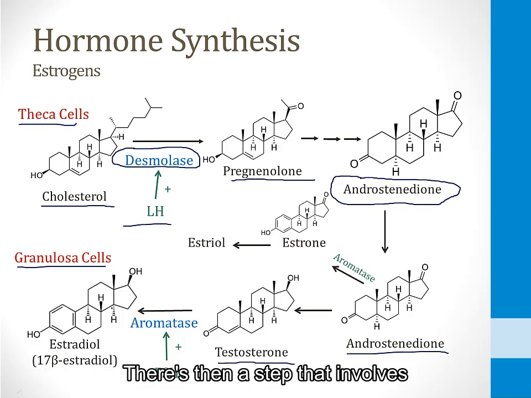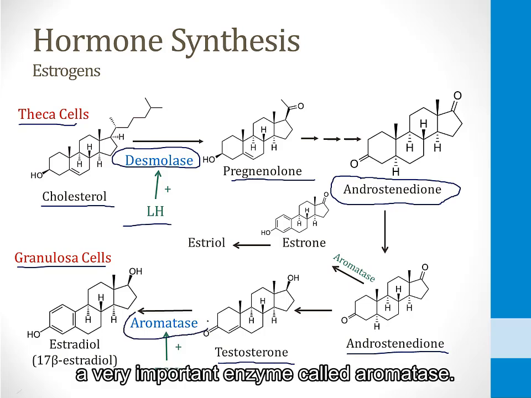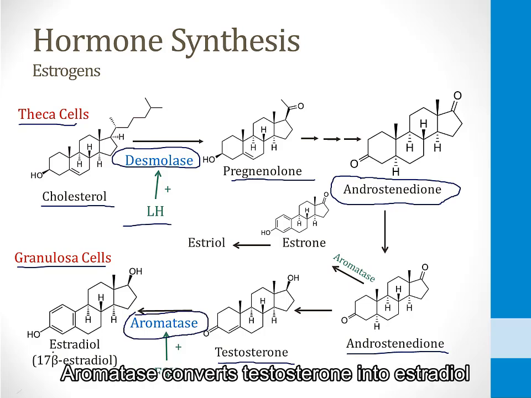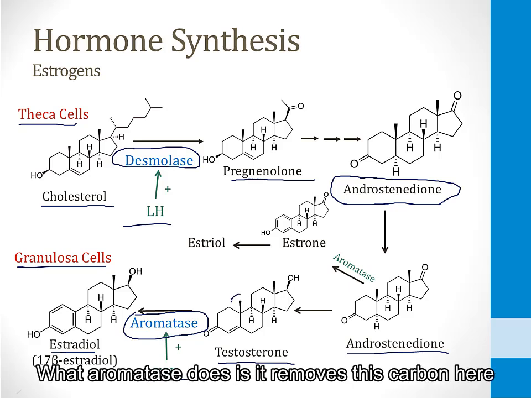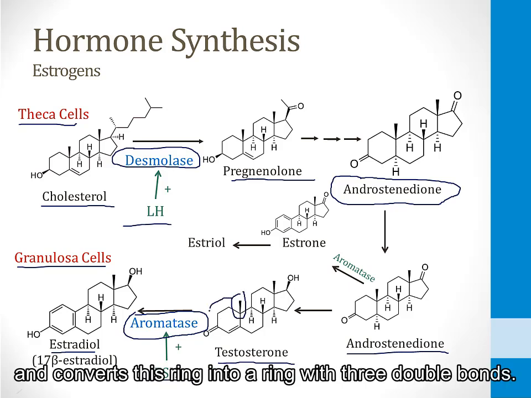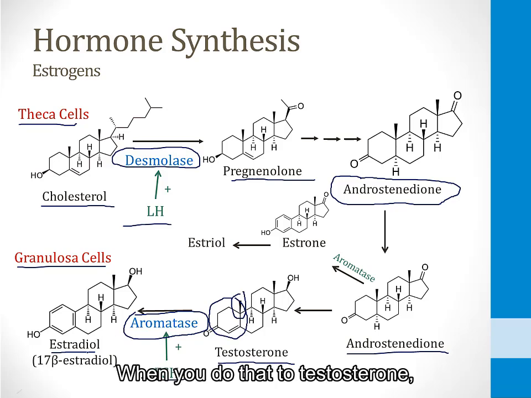There is then a step that involves a very important enzyme called aromatase. Aromatase converts testosterone into estradiol, and aromatase can be activated by FSH. What aromatase does is it removes this carbon here and converts this ring into a ring with 3 double bonds. When you do that to testosterone, you get a molecule of estradiol.